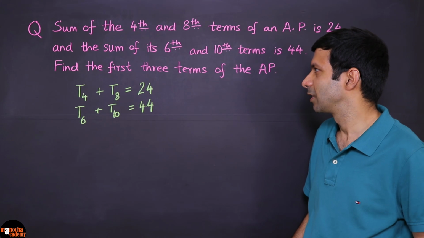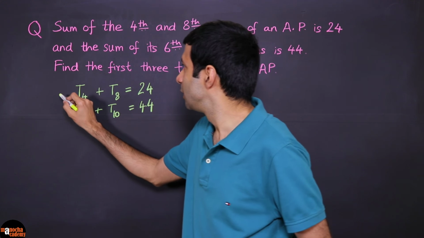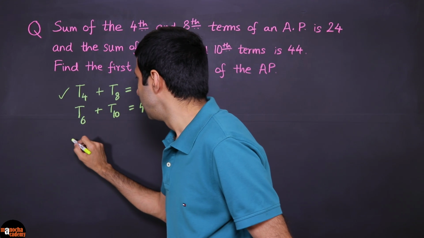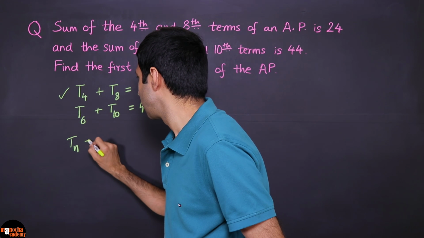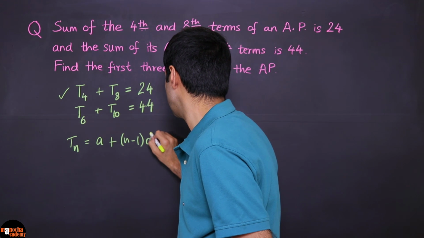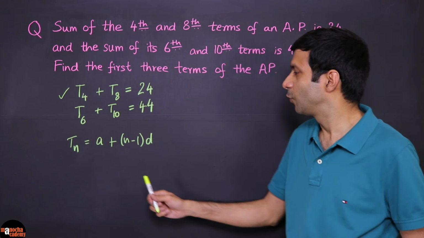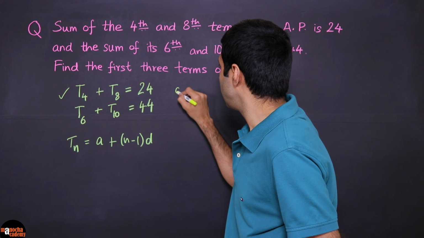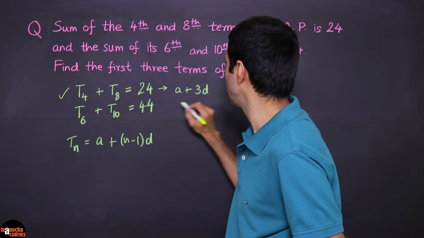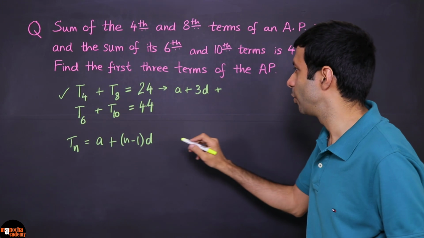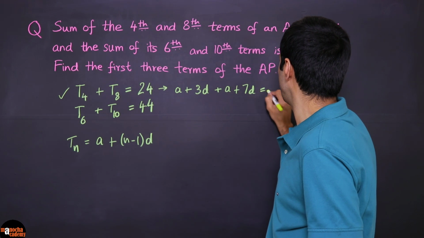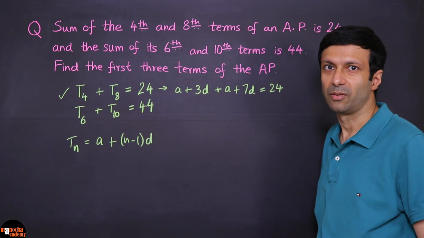Okay, so let's use our arithmetic progression formula for the terms and let's see what equations we can get from here. Let's start with the first one here. T4 plus T8 is 24. Now we are going to use the formula, remember, Tn equals A plus n minus 1 into D. If you apply this formula, T4 is going to be A plus 3D, right? Plus we are going to get A plus 7D, and that's going to be equal to 24, right?